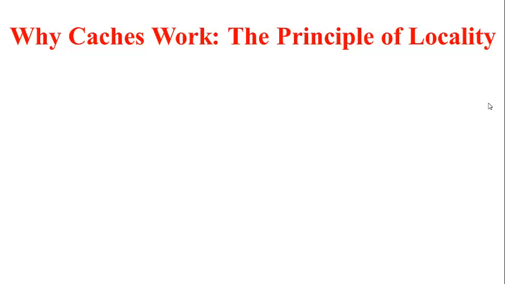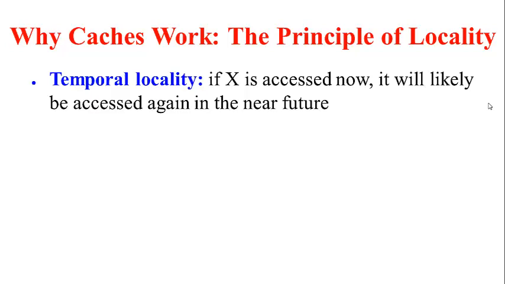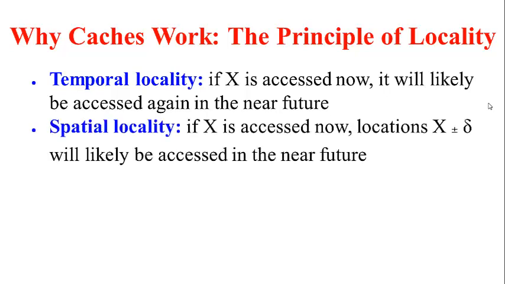The fundamental reason why caches work in creating this illusion is due to the principle of locality. Well, what is the principle of locality? There are 2 aspects to the principle of locality. The first is temporal locality. Temporal locality says that if something is accessed now, it will likely be accessed again in the near future. The other dimension to locality is spatial locality, which says that if something is accessed now, the nearby locations to that something will likely be accessed in the near future.